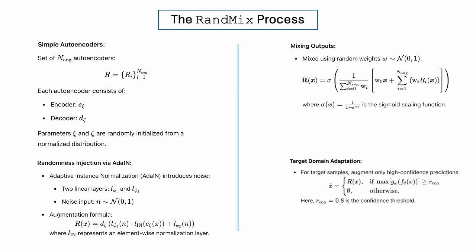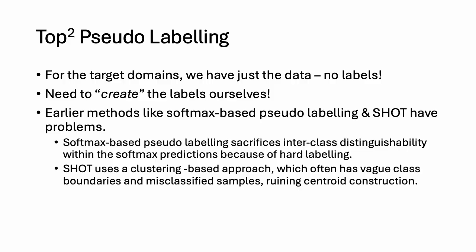Lastly, when applying RandMix to a target domain, we augment only the high confidence predictions to ensure that we don't recreate possibly wrong data. Now we move on to the next aspect of RATP. For the target domains, we have just the data, no labels. We need to create the labels ourselves.